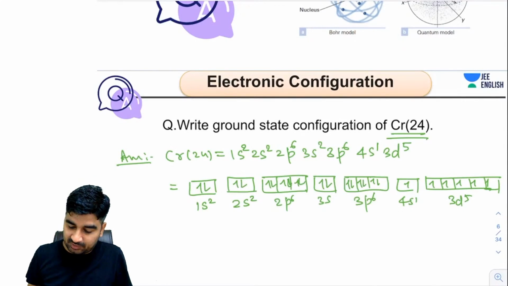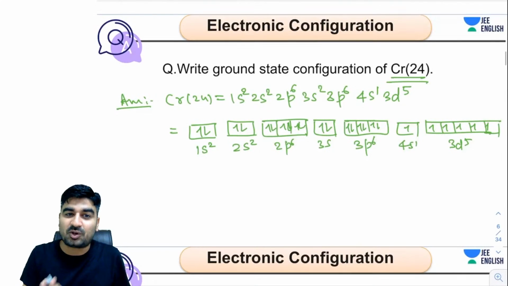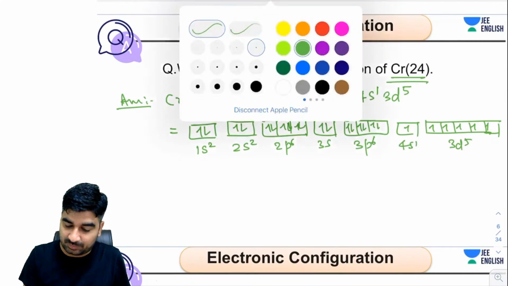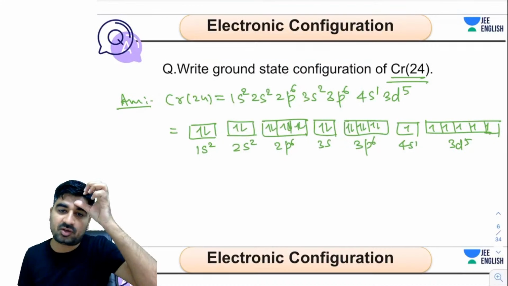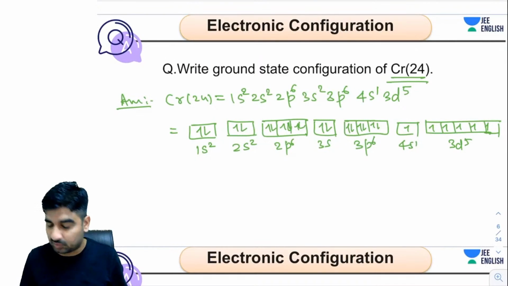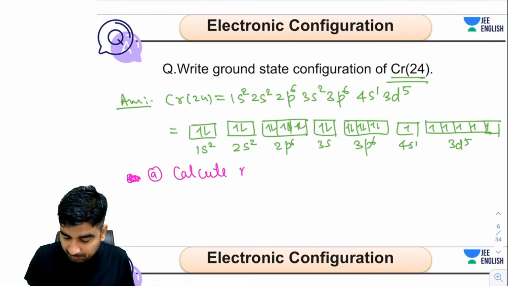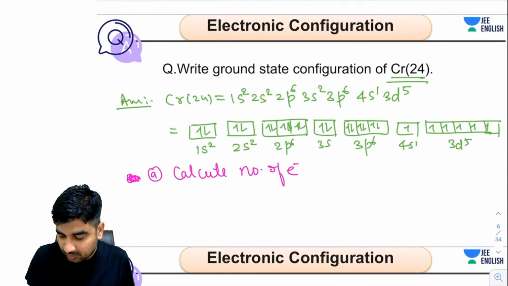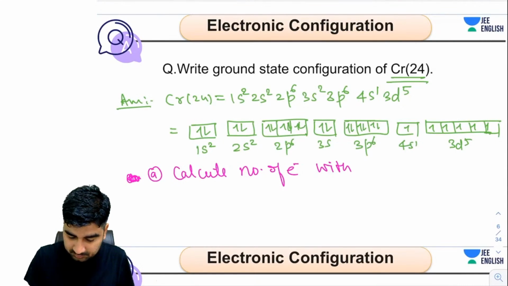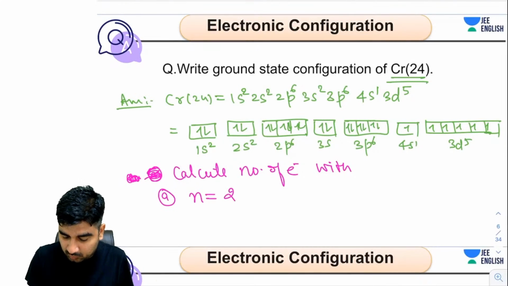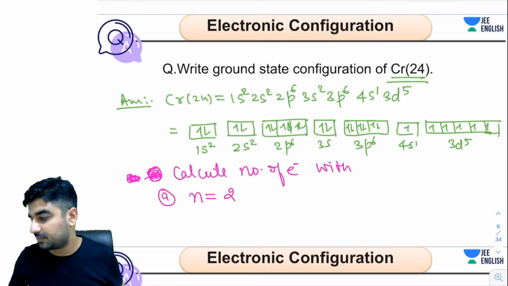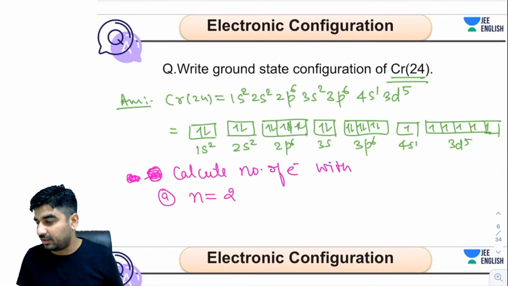So question number 1. This is not part of the quiz. This is just for practice. I'm preparing you mentally and waiting for other students to come. So the question is, part a: calculate the number of electrons with n equal to 2. Just tell me. Yes, write down the answer.